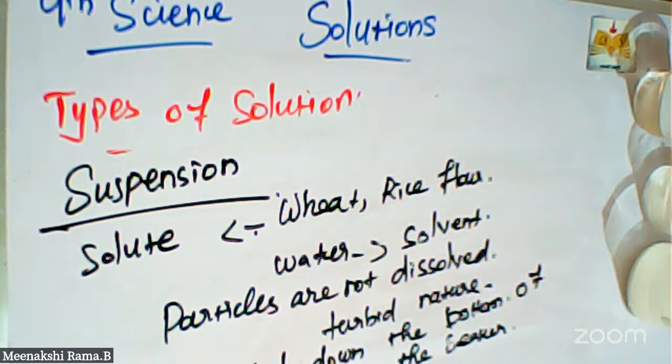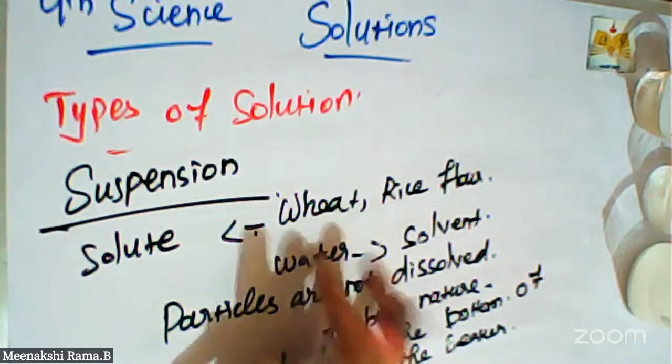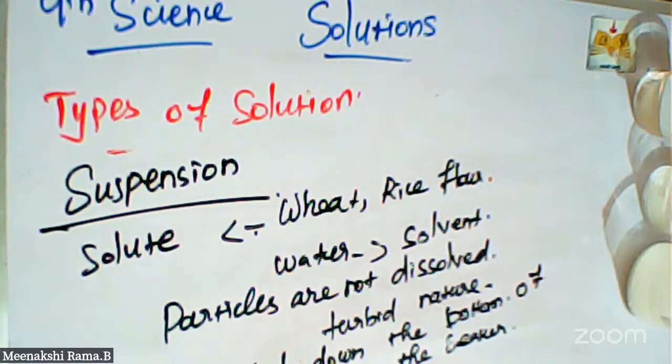What is a true solution? What are the examples? How is the true solution formed? And what is the nature of the solution? And next is colloidal solution. What is colloidal, and what is the nature of the colloidal solution? And the third one is suspension. What is suspension? How are the particles dissolved? How is it? It looks turbid and is not dissolved in that solution.